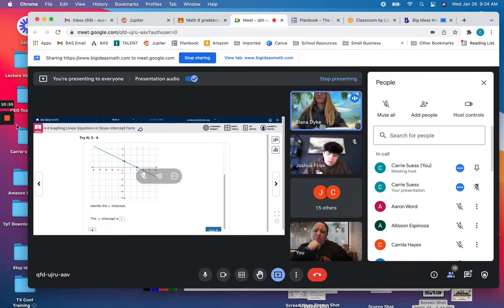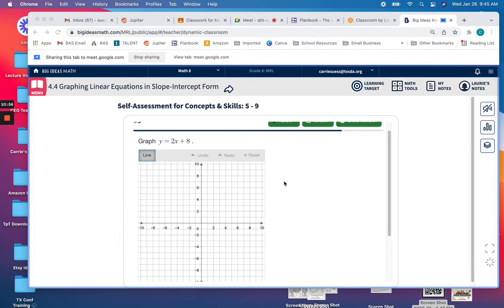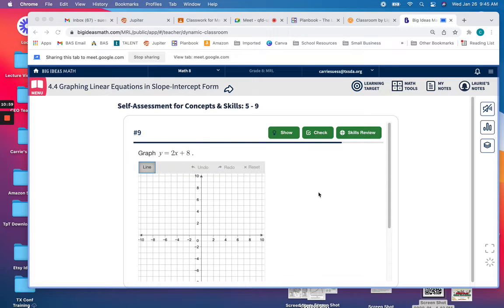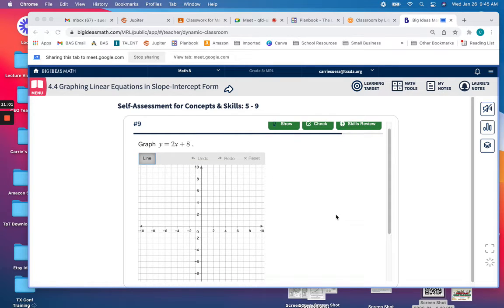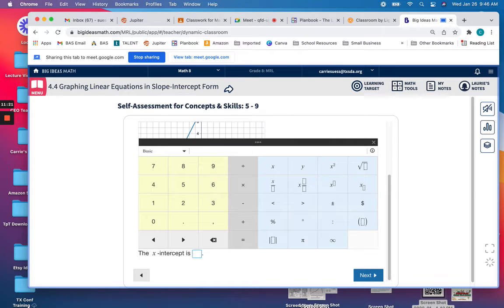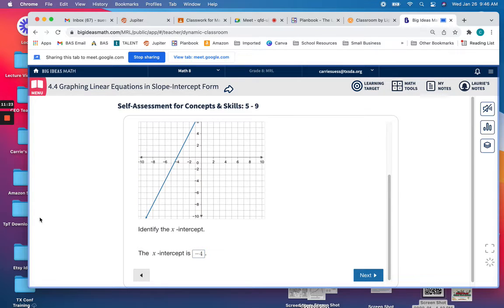Alright, so assistance for number 9. We're graphing this first. So what's my y-intercept? 8. Yes, so I'm going to put a dot at 8. And then what's my slope? 2. So I'm going to go up 2 and over 1. Right there. So then I follow this line backwards and see where does it cross the x line? -4. Yes, so my x-intercept is at -4. Okay, thank you.